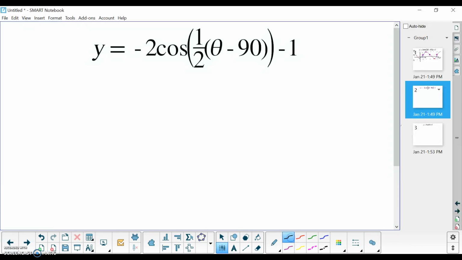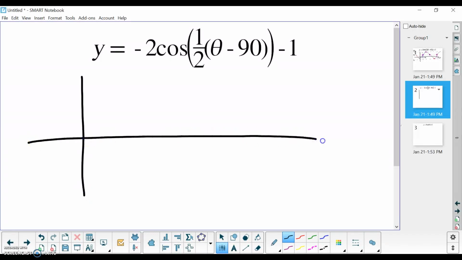Okay, so hopefully you've given that a shot. Let's just take a look at what I would do if I'm looking at this. So the first thing again is your vertical shift. So I'm going to go ahead and graph that. It's down 1. And again, this is the midline of my graph.